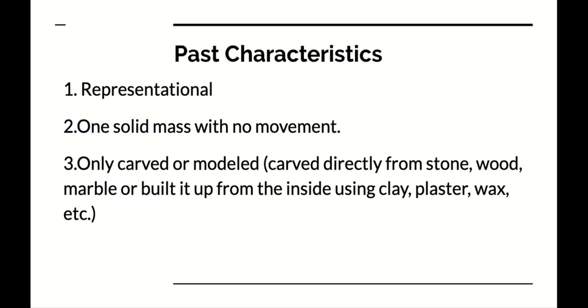So in the past, traditional sculptures were very representational, meaning that they looked like what they were supposed to look like. So if we had a sculpture of a person, it would look like a person. Oftentimes, it was created with no movement, carved or modeled out of just one solid material.